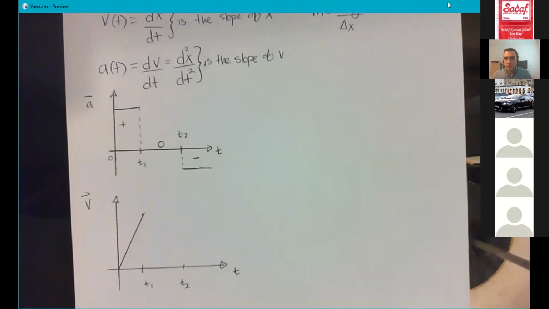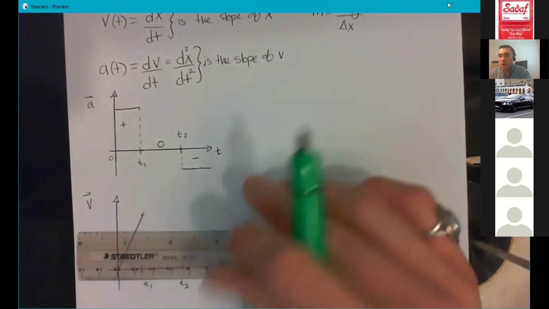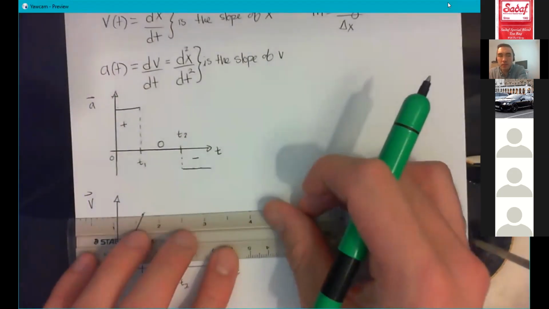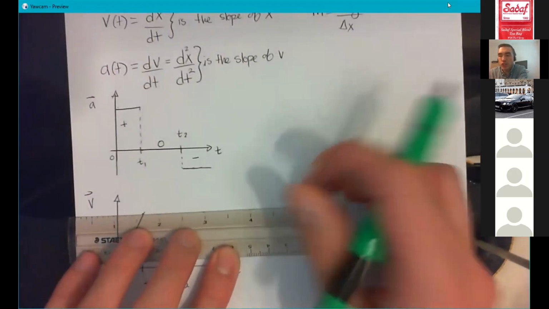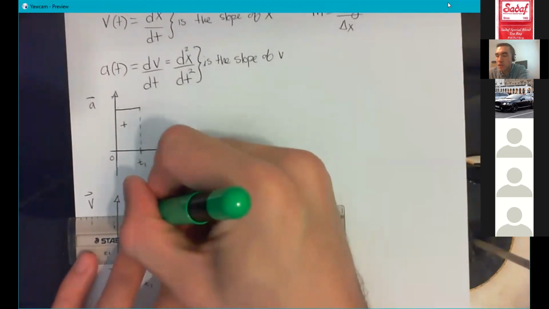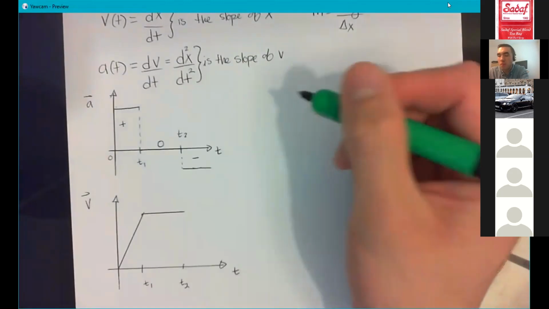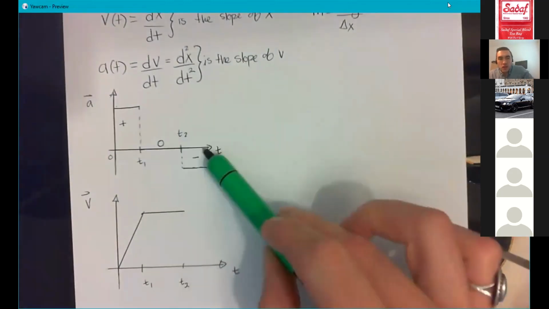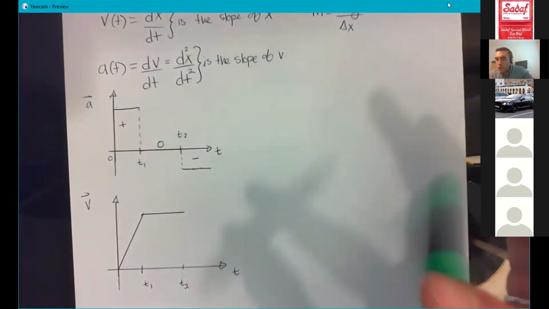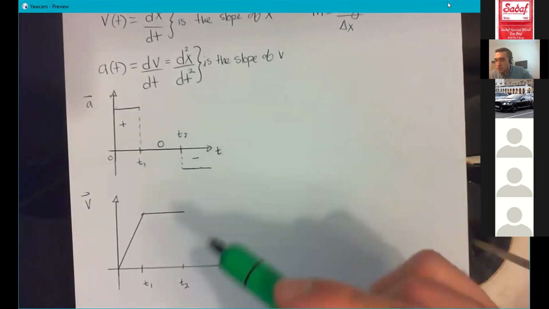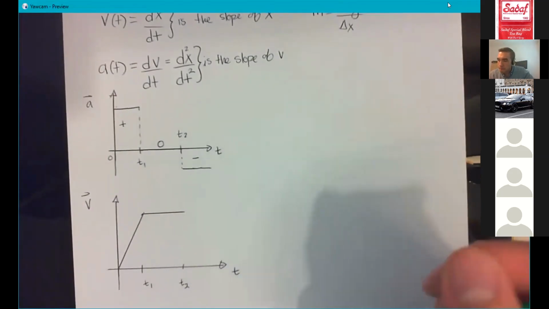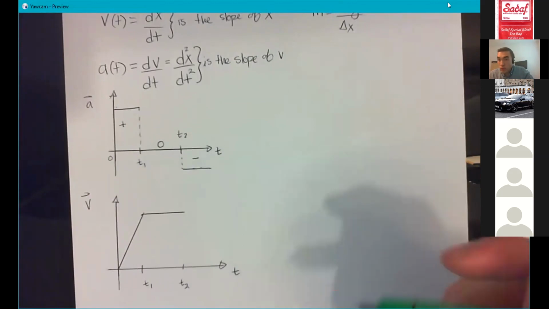Is that okay? What does it look like in that middle interval? It's just a straight, horizontal line. It would have to be a flat line. The acceleration is 0. We're not speeding up, we're not slowing down, and as a result, the velocity becomes constant. And then here, the acceleration is negative. So what happens to our velocity? It's a negative slope.